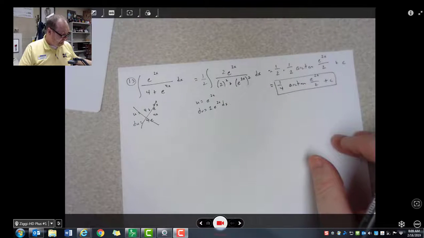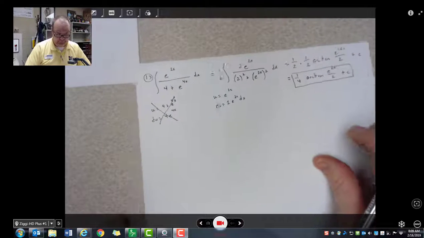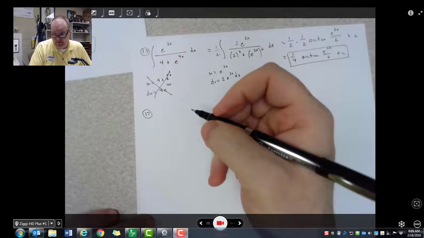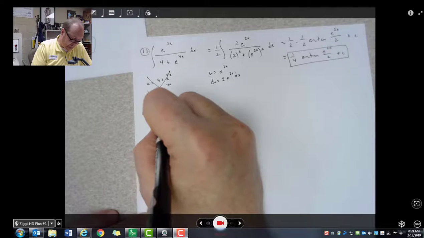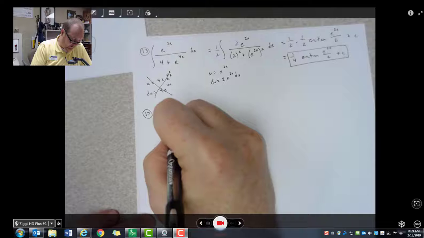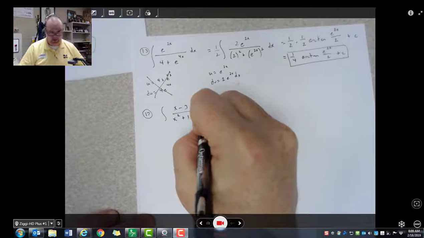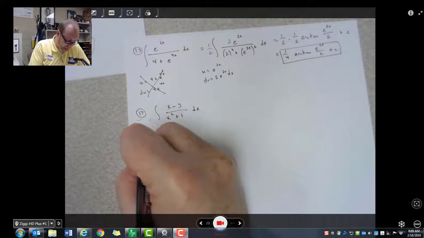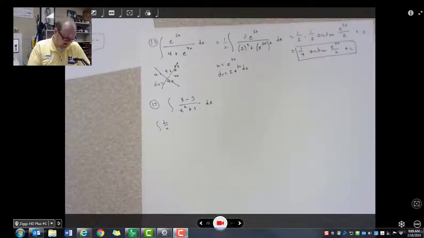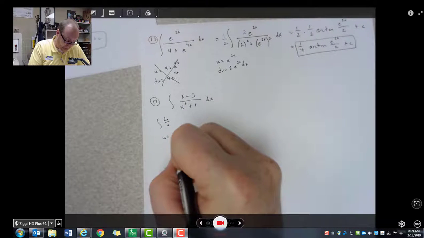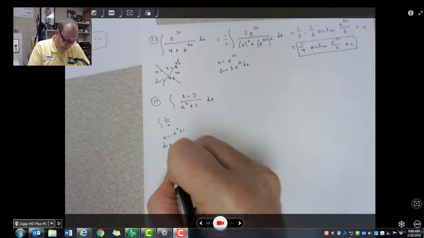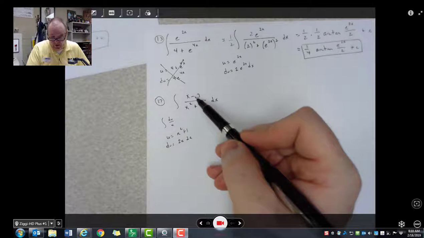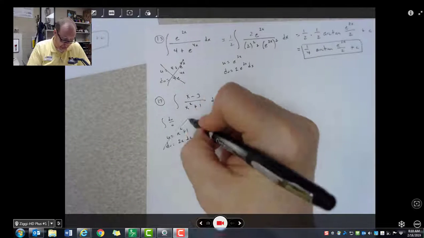Looking again for opportunities to use those formulas. Number 17. Number 17 says the integral of x minus 3 over x squared plus 1. So again, as always, the first thing I'm tempted to try is is it a du over u case? Because that integrates nice. So if I choose u to be x squared plus 1, then the du is 2x. Well, great, I've got an x, I could do that, but this 3 is sort of in my way, so I don't think that's going to be a good plan here.